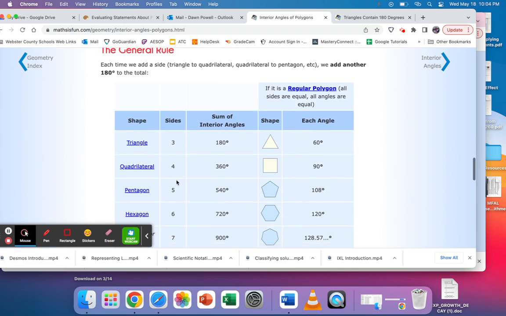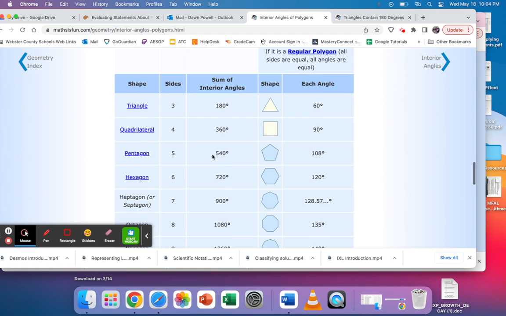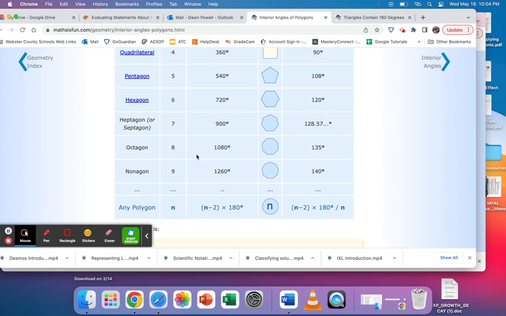So with that being said, you can take this table, and I would suggest putting this in your math notebook, having the shape, knowing how many sides, knowing what the sum is. A quadrilateral has four sides, the sum's 360. A pentagon has five sides, that's 540. So when I'm looking at a hexagon and I try to figure out how many different triangles I can create, I can go there. There's 1, 2, 3, 4. 4 is the least number of triangles.